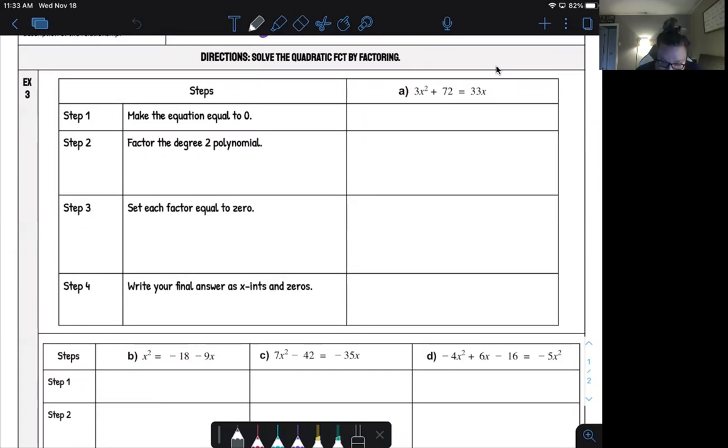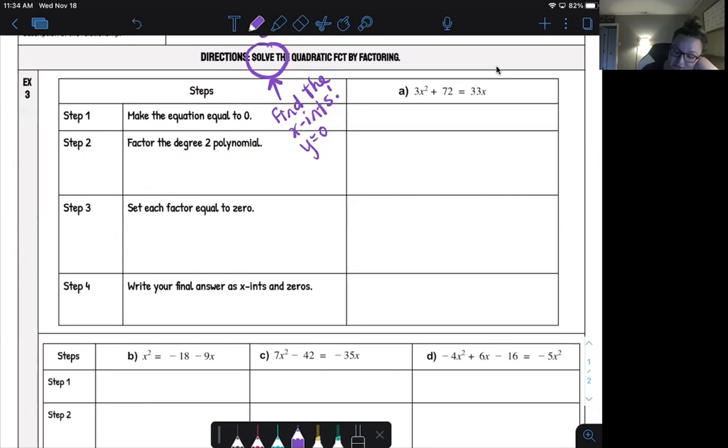So our very first step is always to make sure the equation equals 0. Remember, when we're solving quadratic functions, what we're really doing is finding the x-intercepts or the zeros. And when we find x-intercepts, y is always 0. So we want the equation to equal 0. In other words, y would be 0 then.